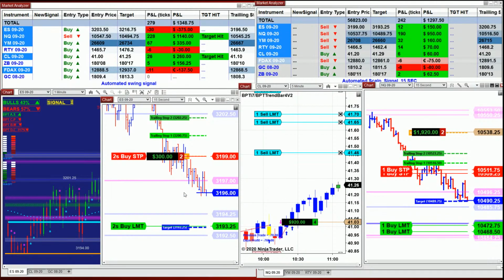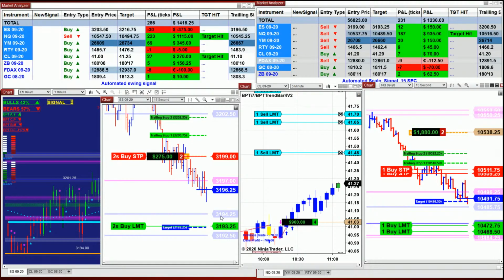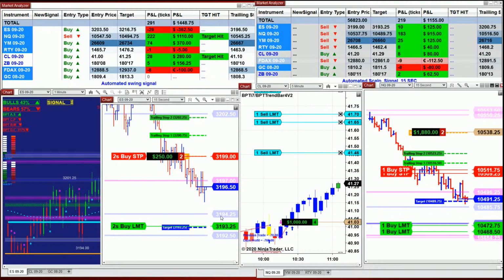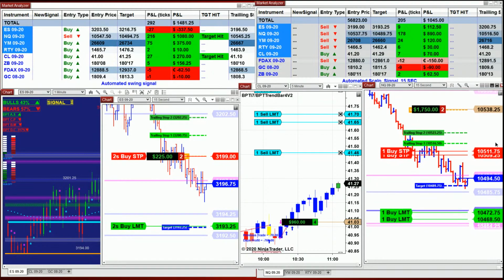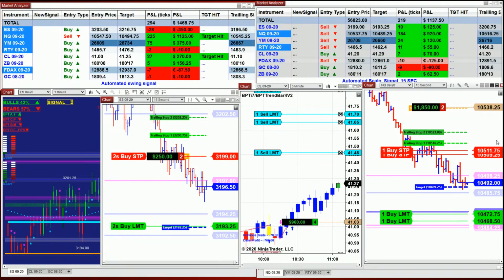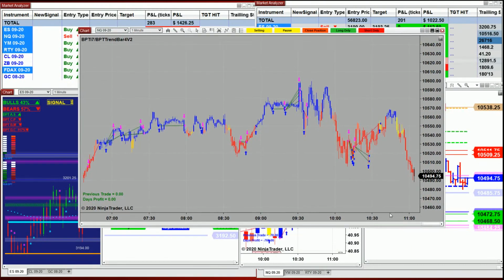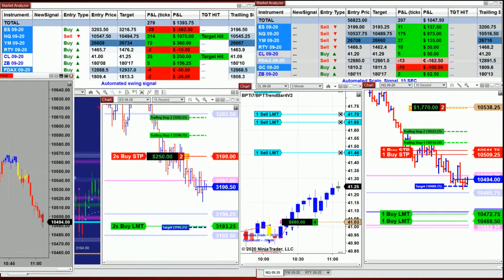That's it. Finally, the ES broke the 3197. Now we are going to tangle with 3194.25. This is really between very thin lines here. Let's see. There is no trade on the Nasdaq. No trade on the Nasdaq.